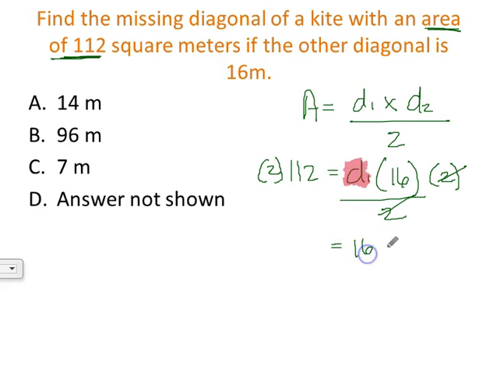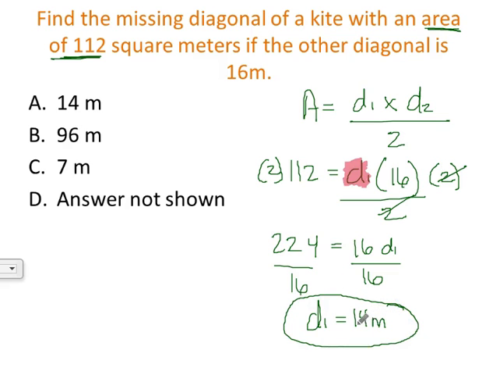So now we've got 16 times D1. You can put D1 times 16. It doesn't matter. 2 times 112 gives you 224. D1 is being multiplied by 16, so to do the opposite to solve, we're going to divide each side by 16. So 224 divided by 16. And what do we get? D1, the diagonal, 224 divided by 16 is 14. You always want units of measurement. We were talking about meters, so the length would be 14 meters. And we're done.